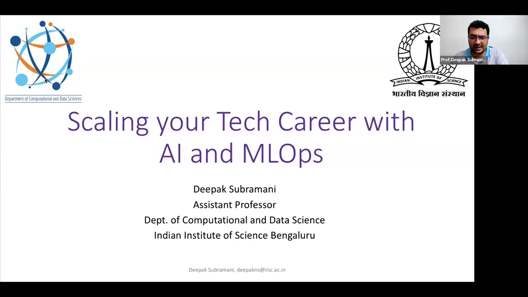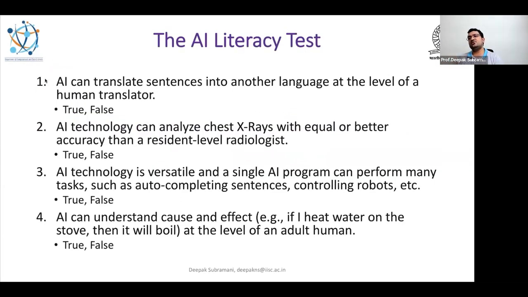But before we do that, let me ask you 4 questions. This is the AI literacy test. What is the level of understanding of the audience? I'm going to launch a poll with four questions. Let's see how well we are all aware of this entire thing called AI. Take a minute or two and answer these 4 questions.